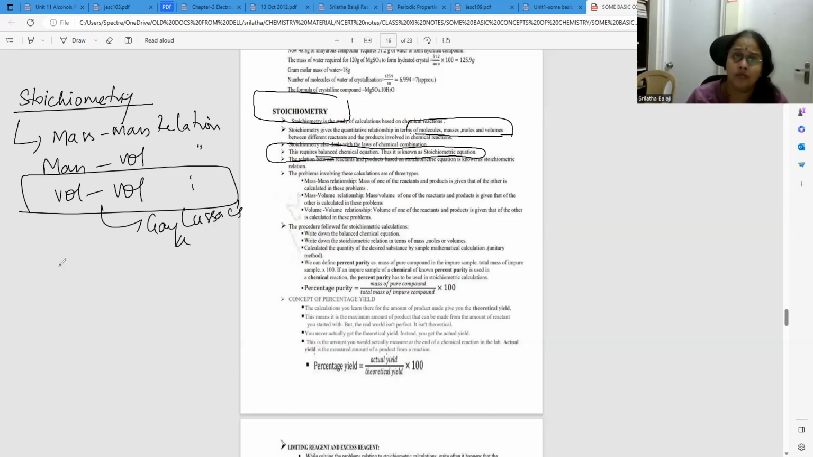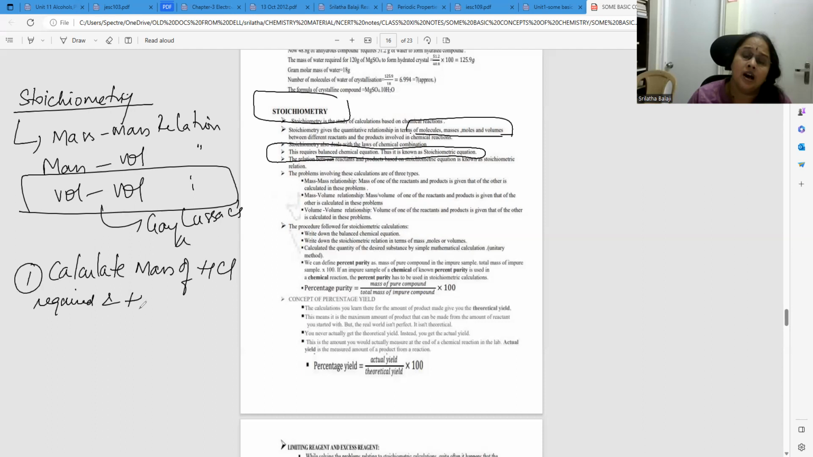Let's do a question here. Calculate the mass of HCl required and hydrogen formed when 1.2 grams of magnesium reacts with excess HCl.